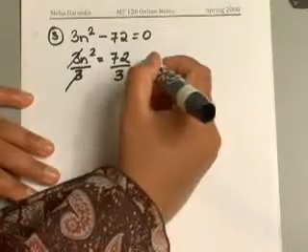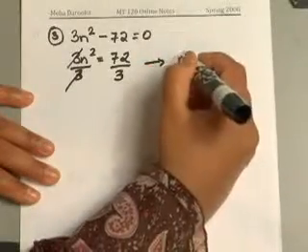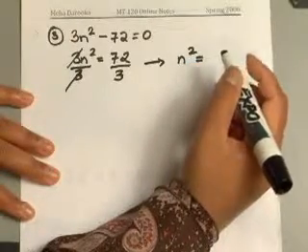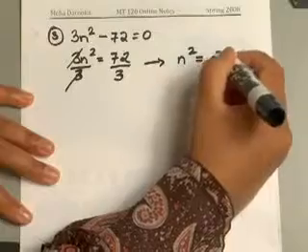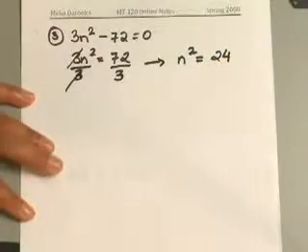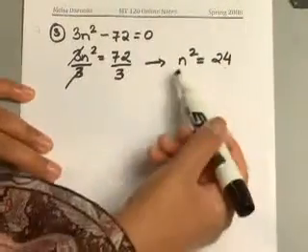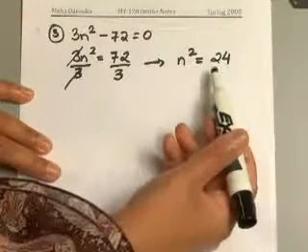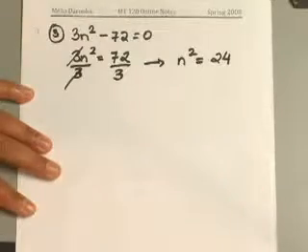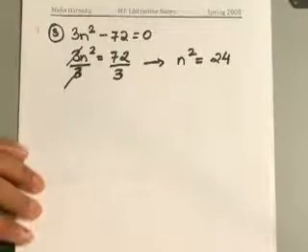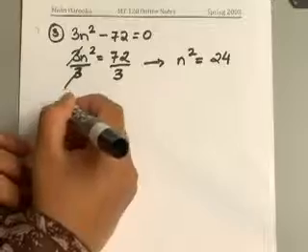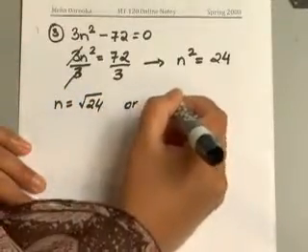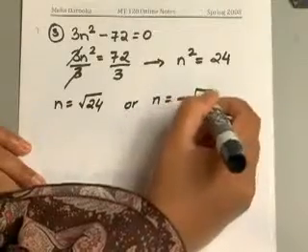And of course you will see that that leaves you with n squared equals, and 72 divided by 3 will of course give you 24. Okay, now this is in the form x squared equals k. You have the squared term by itself and the constant term on the other side. Now we are ready to go ahead and set this up. So this will be n equals square root of 24, or n equals minus square root of 24.